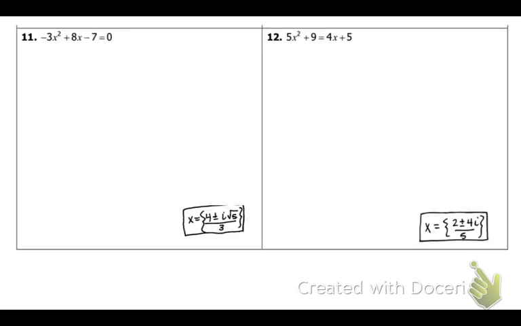Alright, so for number 11 and 12, I'll probably do both. We'll see. Alright, let's look at number 11. So same thing, move things around. I don't have to move anything. It's already in standard form. Identify your values. A is negative 3, B is 8, and C is negative 7. So now go ahead and write your formula.